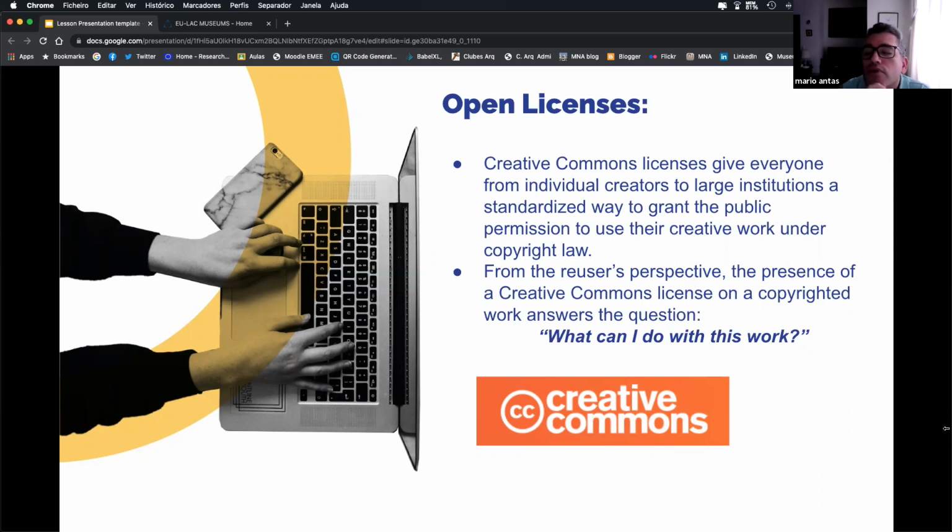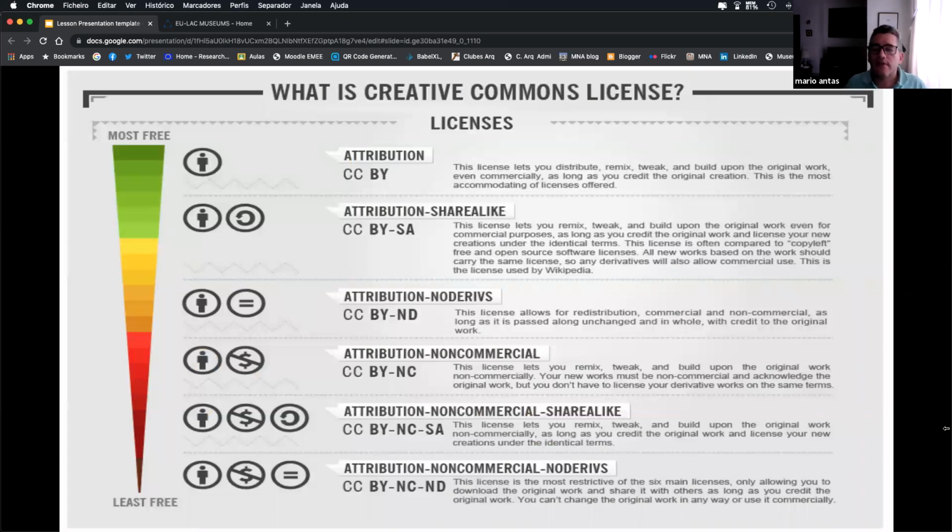In this case, from the reuser's perspective, the presence of a Creative Commons license on a copyrighted work answers a very important question: what can I do with this work? And this is a general overview of the most common and best-known licenses. Looking at this infographic, we can see that there are more open licenses and more restricted licenses. The green color is the most free and open licenses, and the red is the most restrictive license.